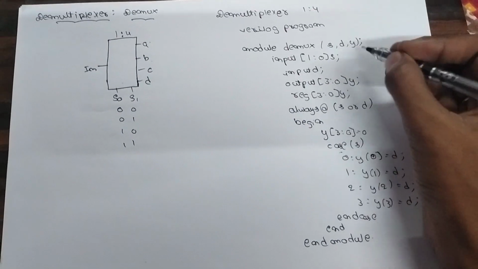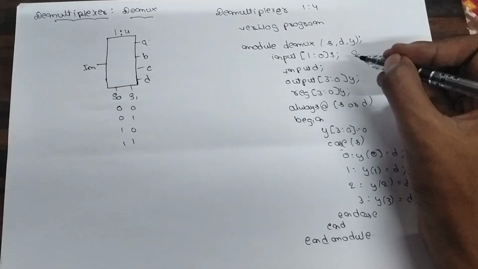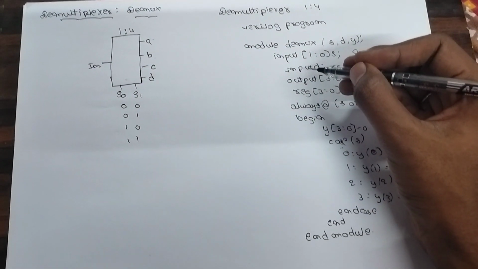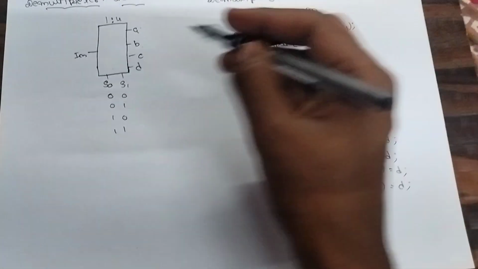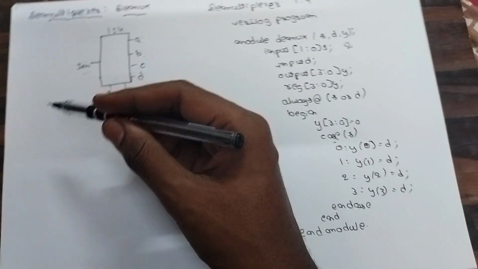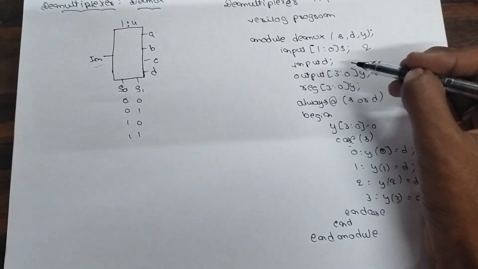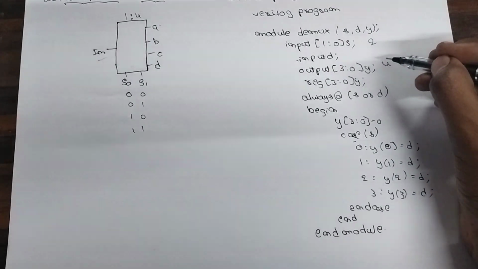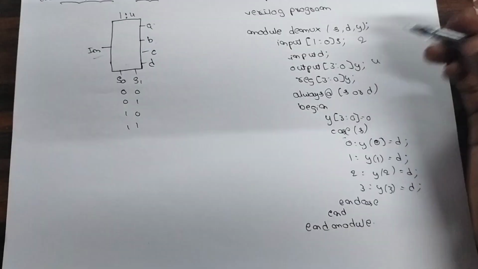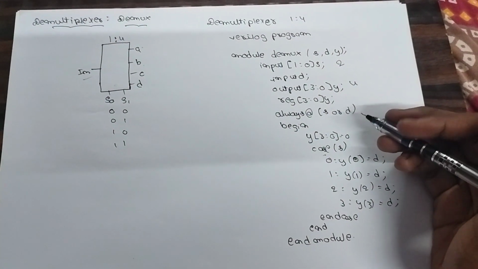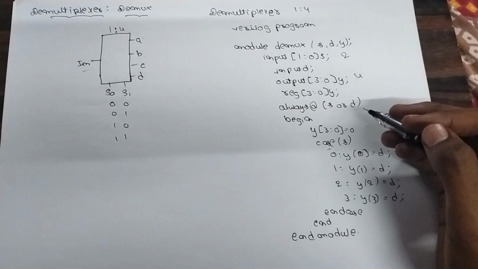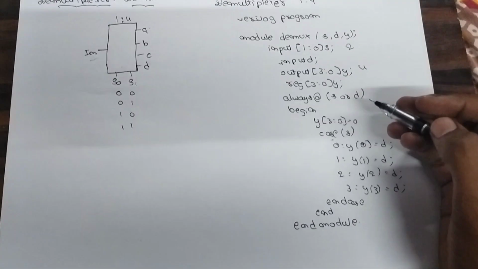There are two select lines in this 1 is to 4 demultiplexer, and here we have taken one single input. As we can observe, there is only a single input present, and there are four outputs. So here we have mentioned output [3:0] y, so there are going to be four outputs. Then reg [3:0] y, always @(s or d) begin, y[3:0] = 0.